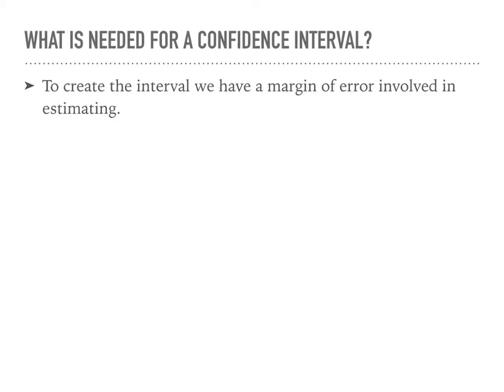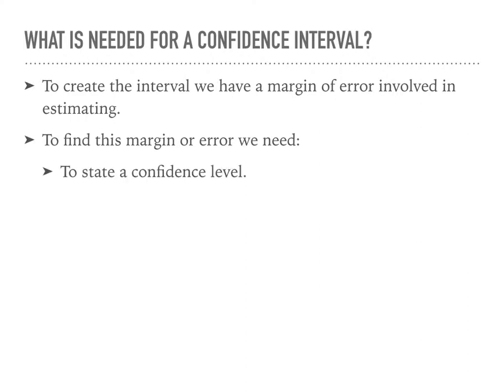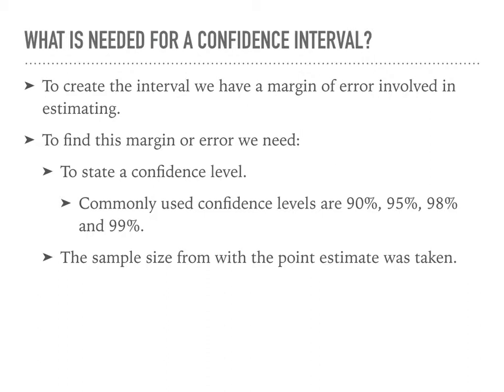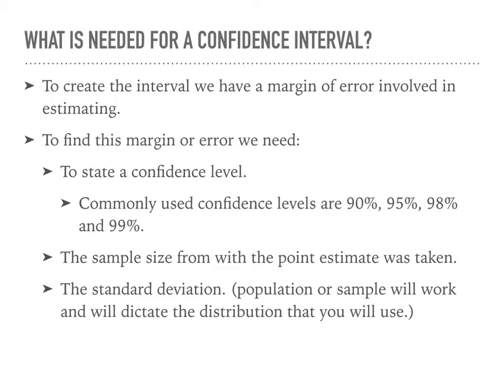What else is needed? Well, to create the interval, we have to have some margin of error. This margin of error gives us an interval around that point estimate. To find this margin of error, we need to state a confidence level. Commonly used confidence levels are 90, 95, 98, and 99. We need the sample size from which the point estimate was taken, and we need the standard deviation. Either population or sample will work, and this is what's dictating which distribution we are going to use.